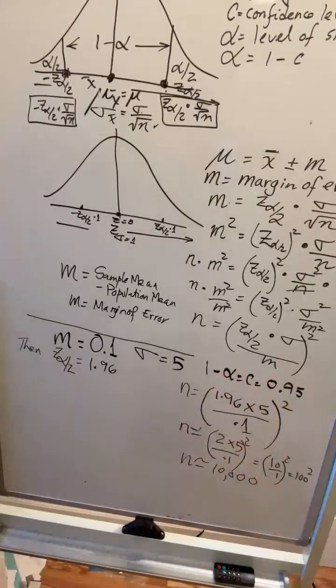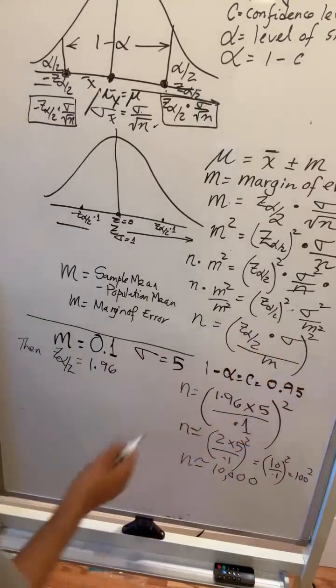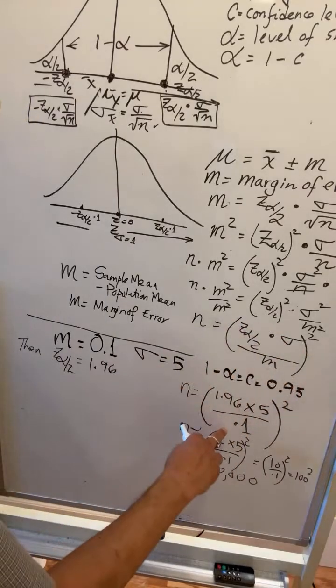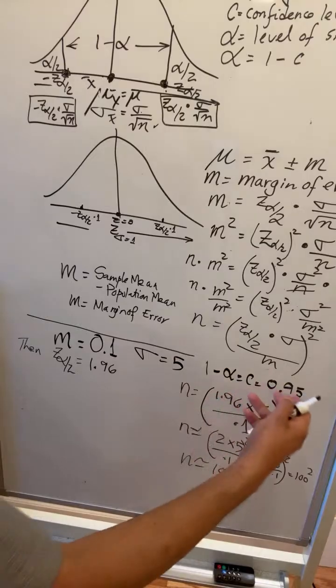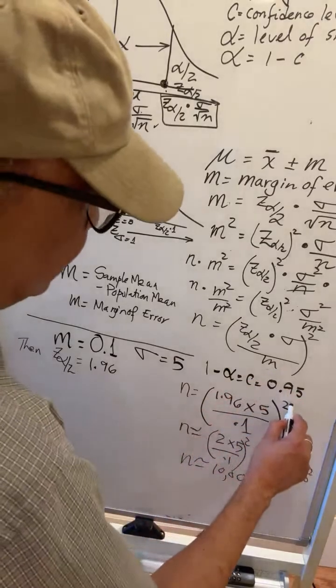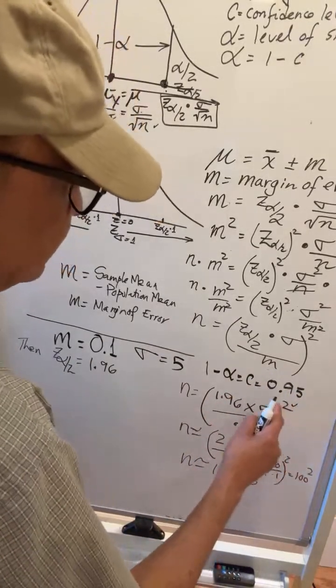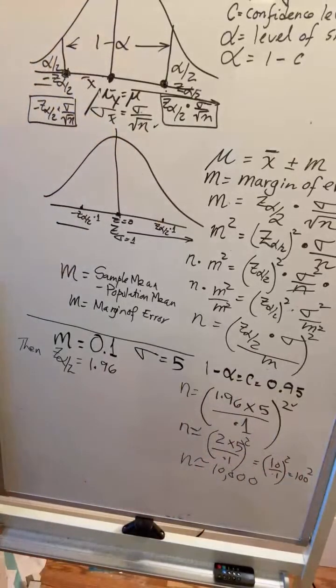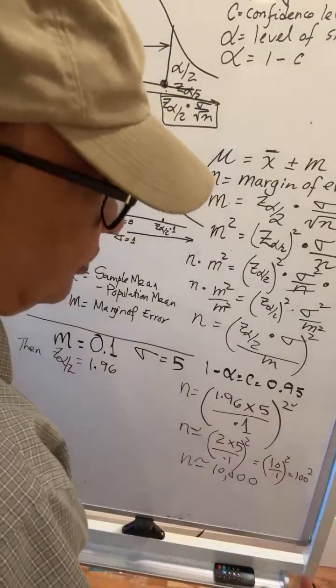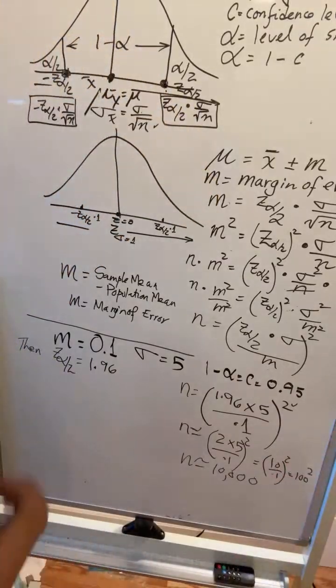If you're given the margin of error and the level of confidence, that is 1 minus alpha, you first figure out the z alpha by 2 from calculator or from tables, then multiply by the given standard deviation divided by the margin of error, and then square. What people forget is to square. Do not forget to square this whole thing. That will give you the sample size, and we always round it up to the next higher number.